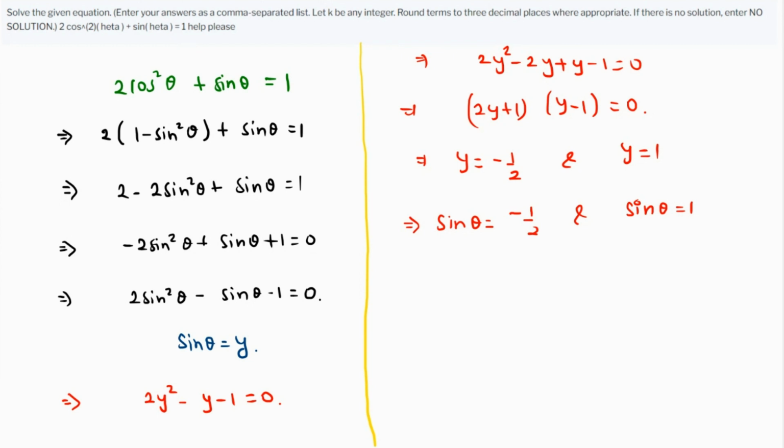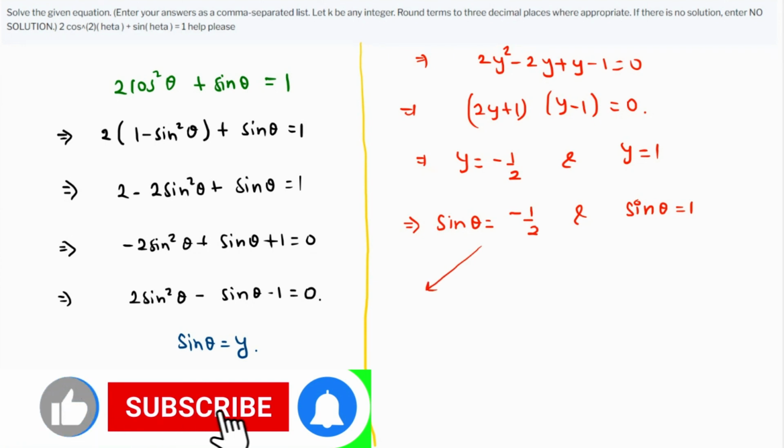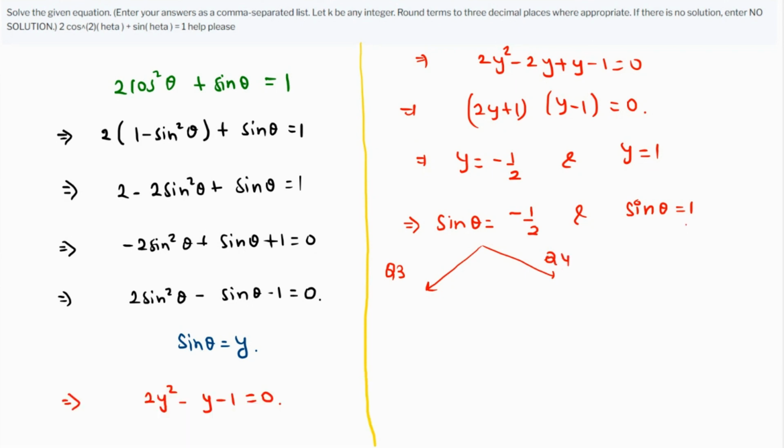We have to make a general answer where k is an integer, and we have to round to 3 decimal places where appropriate. So first off, sine theta equal to negative 1 over 2 will have two solutions between 0 to 2 pi. One is in quadrant 3, one is in quadrant 4. And sine theta equal to 1 will just have one solution, that is theta is pi over 2 between 0 to 2 pi.